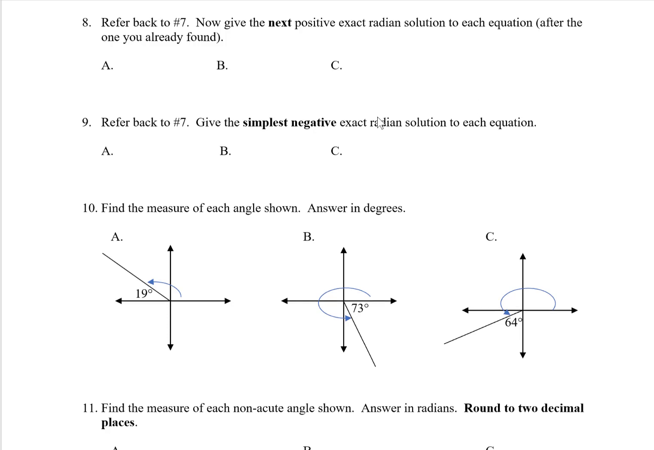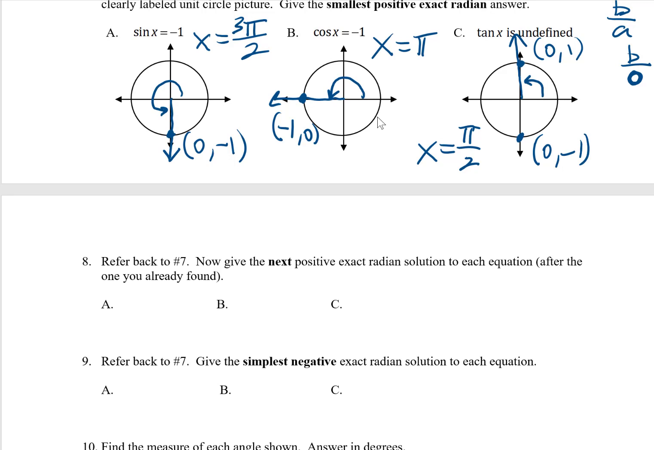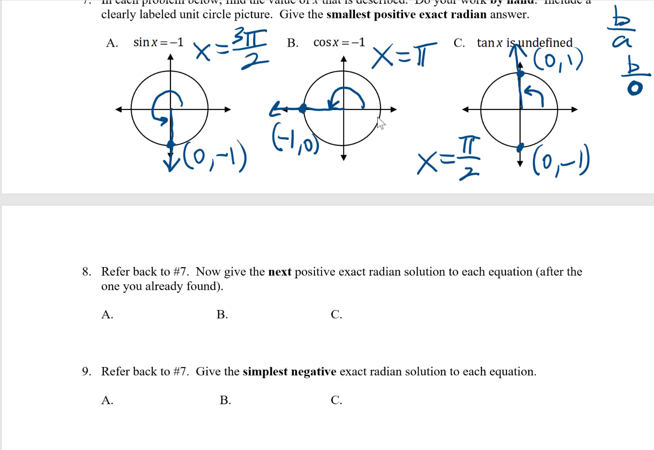Problem number 8. So we want to go back to that last problem in number 7, and now we're looking for the next positive radian solution to the equation. Well, I can use the same picture. For example, in part A, we gave the answer 3 pi over 2. If I wanted another positive angle landing at that same spot, I just have to rotate around one more time.